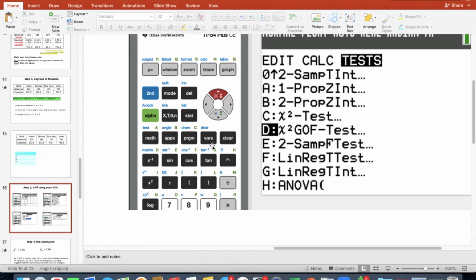So instead of the distribution, we're going to go back to the stat menu. So the stat menu is here. We're then going to go across to tests, and then we're going to go down this time to the goodness of fit test. So you're going to go to option D, where it says chi-squared GOF test. Press enter. Observed will be L1.